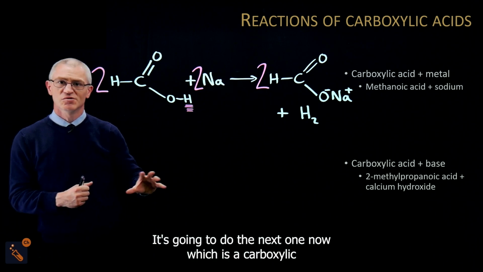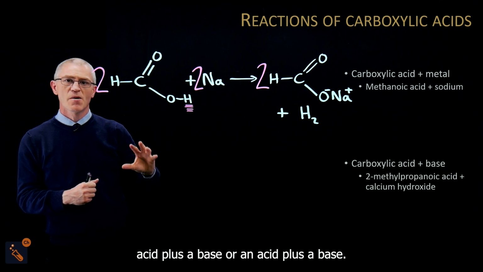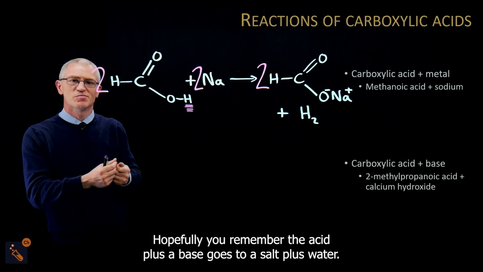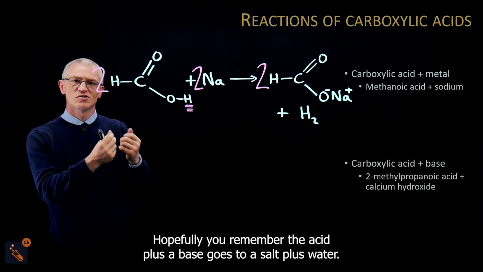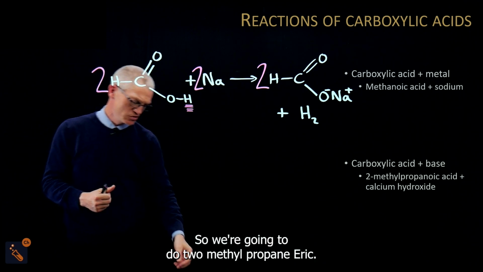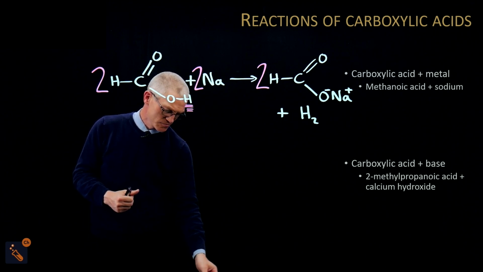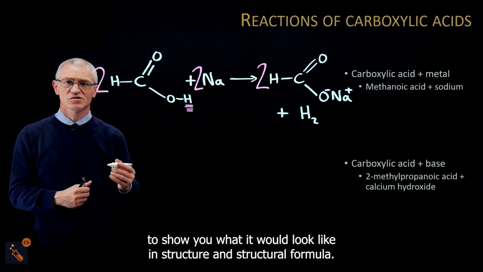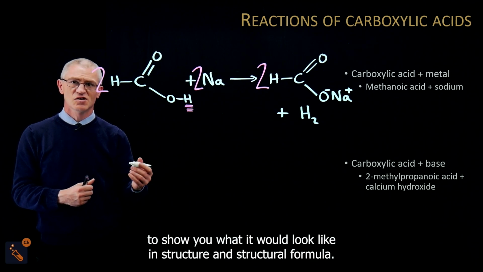Let's go and do the next one now, which is a carboxylic acid plus a base, or an acid plus a base. Hopefully you remember that an acid plus a base goes to a salt plus water. Okay, so we're going to do 2-methyl propanoic, and let's do this time in structural to show you what it would look like in structural formula.